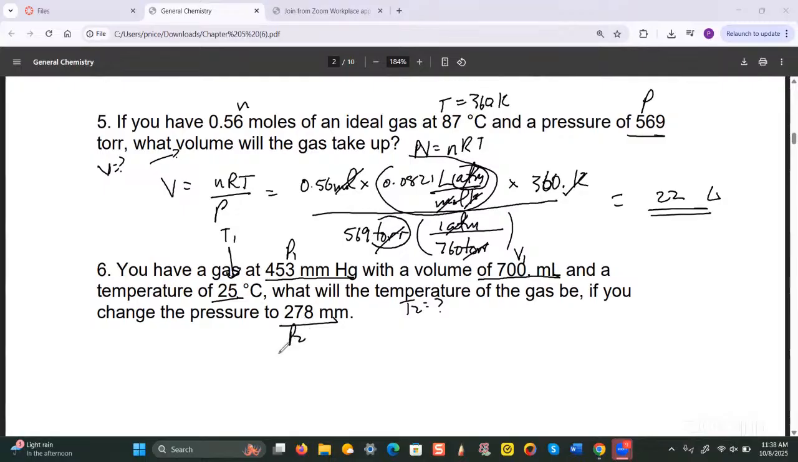All right? So the assumption would be that V doesn't change because they did not give you a V2 value. So the volume is assumed to not change. So let me ask you this. What equation comes to mind when it comes to this question?